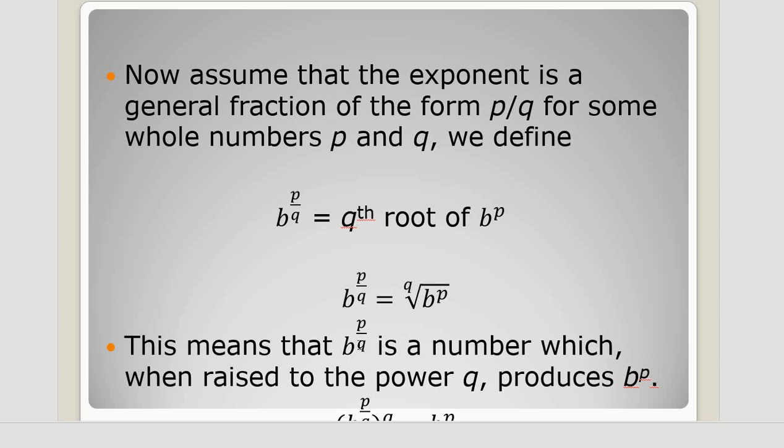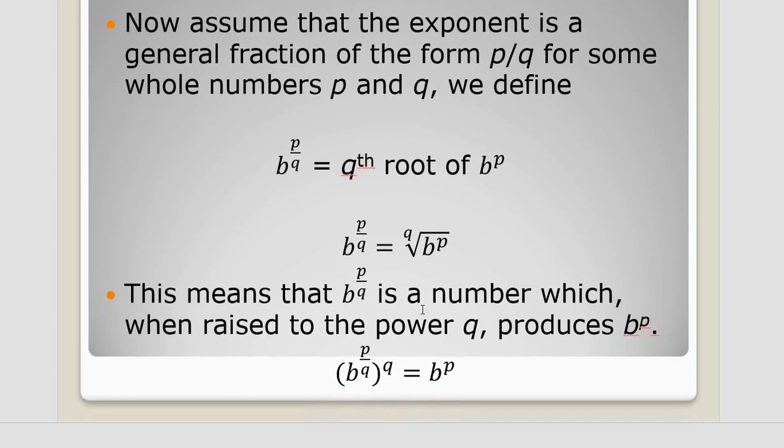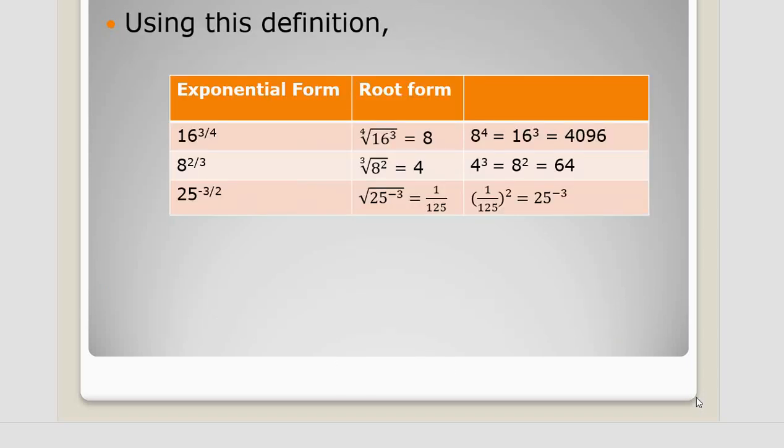This means that b power p by q is a whole number which when raised to the power q produces b power p. B power p by q whole power q is equal to b power p. You'll understand this better when you do numerical questions.